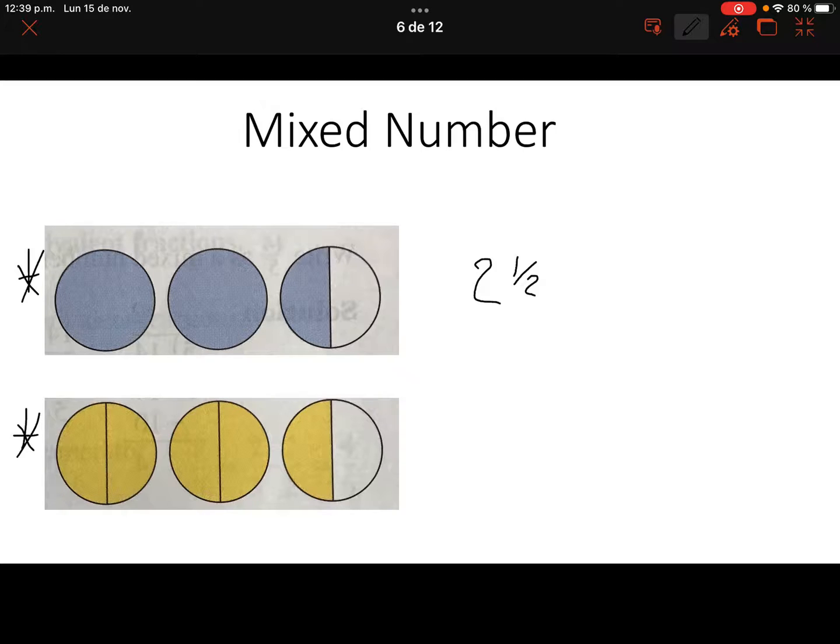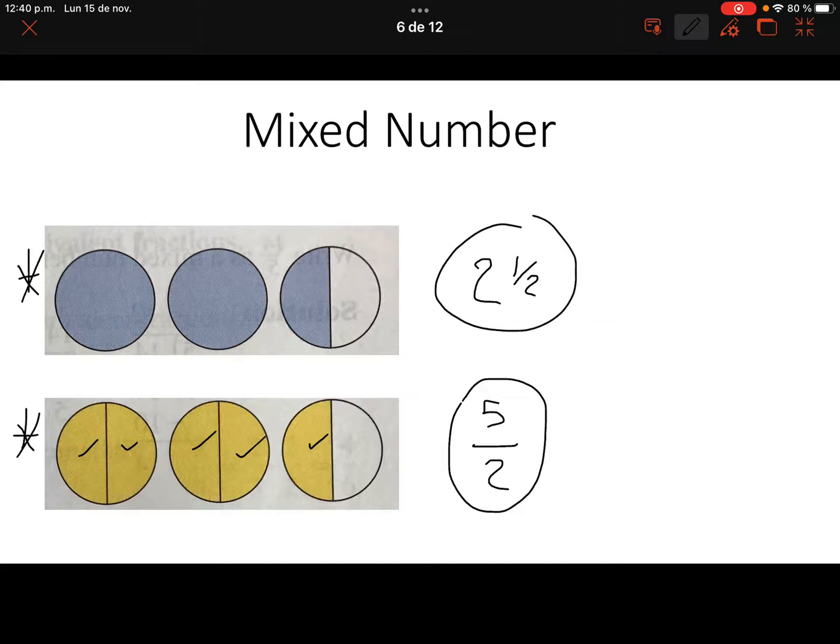Each circle is divided by 2, then 2 is the denominator, and shaded parts are 1, 2, 3, 4, and 5. Then in fraction way, this graphic representation is 5/2, and in a mixed number is 2 and 1/2. It's another way to represent numbers that are not whole numbers.